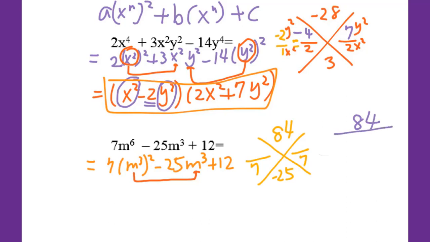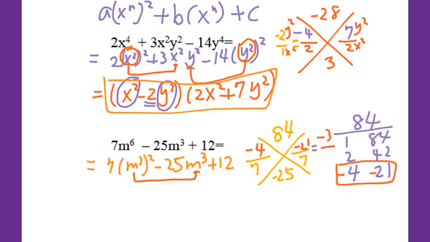1 times 84, definitely no. 2 times 42. 4 times 21, I got 84. I add them and get 25, but I'm looking for negative 25, so I need to change the sign like this. That's my answer. So I write down negative 4 here and negative 21. Then I need to reduce this: negative 3 here, and 1.